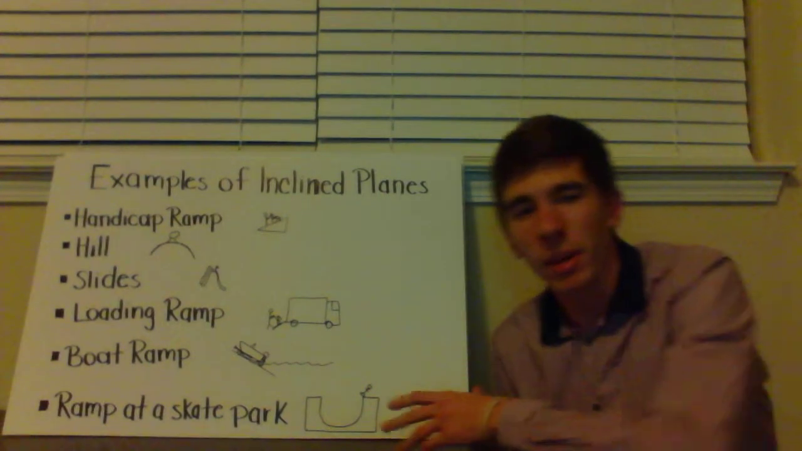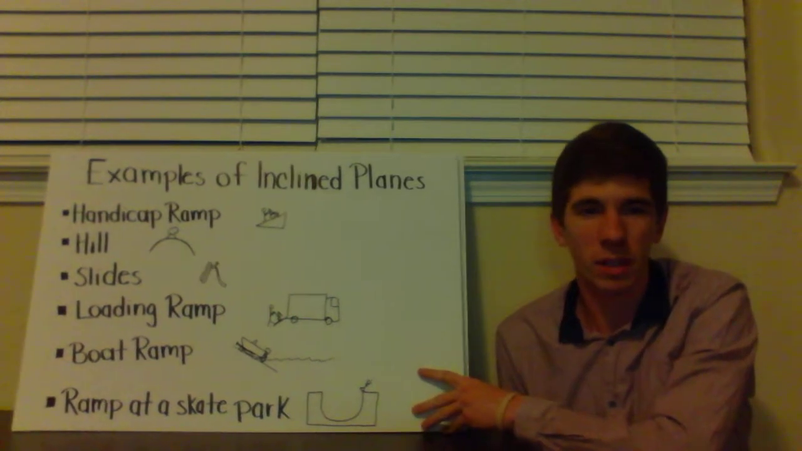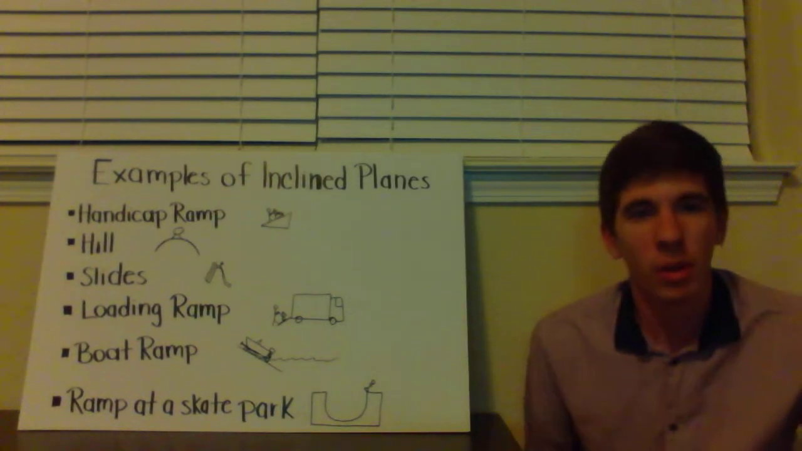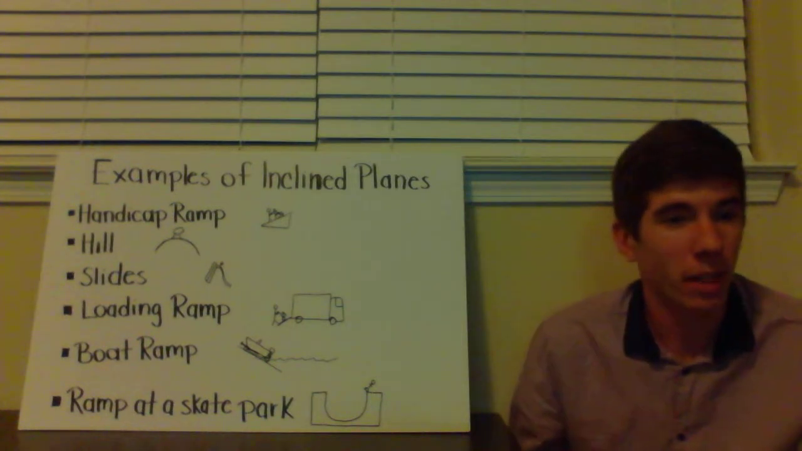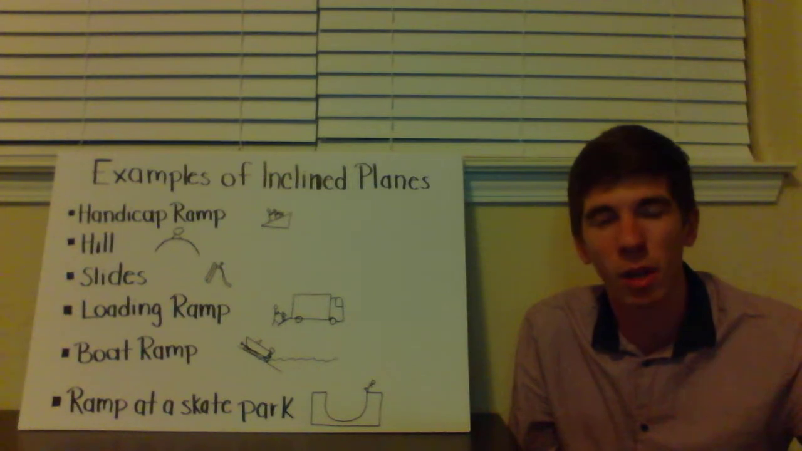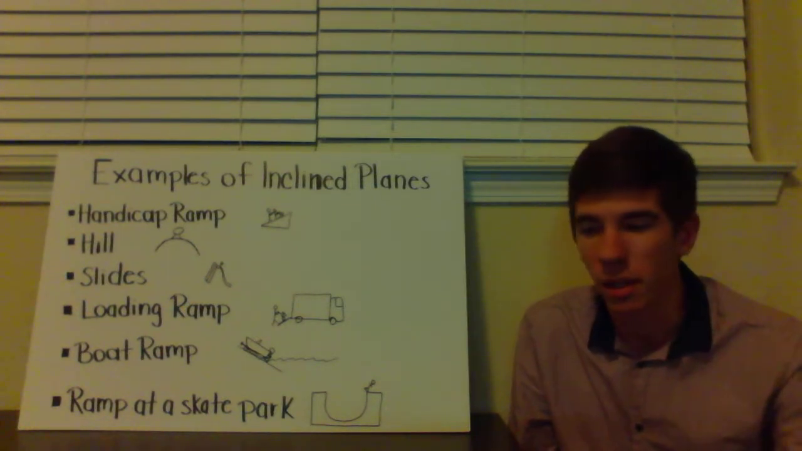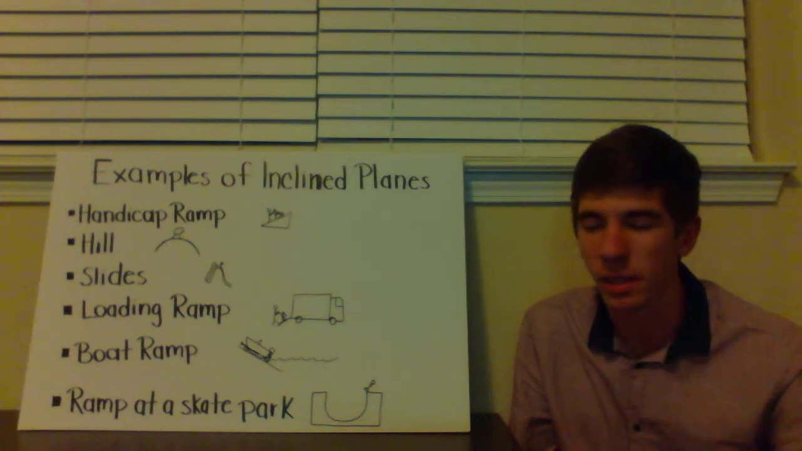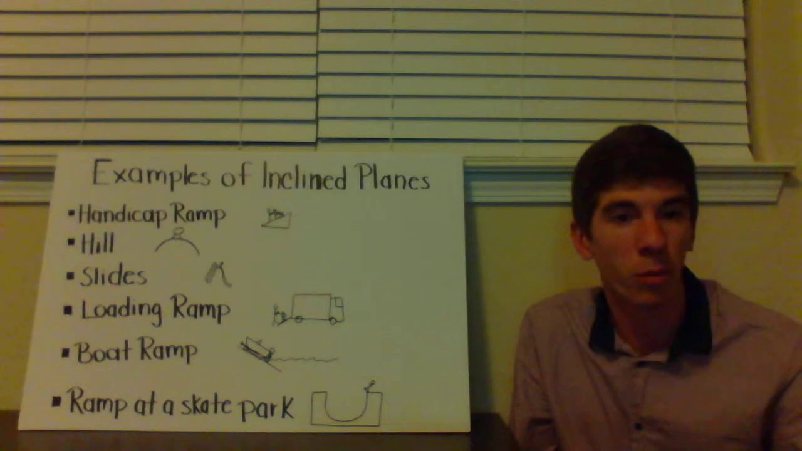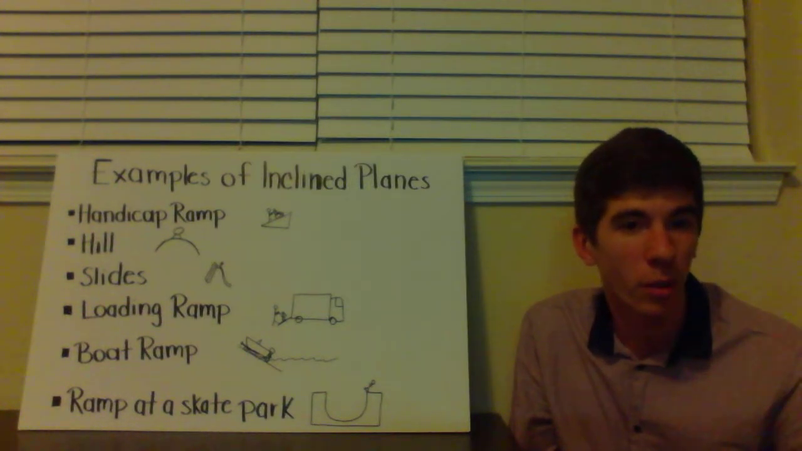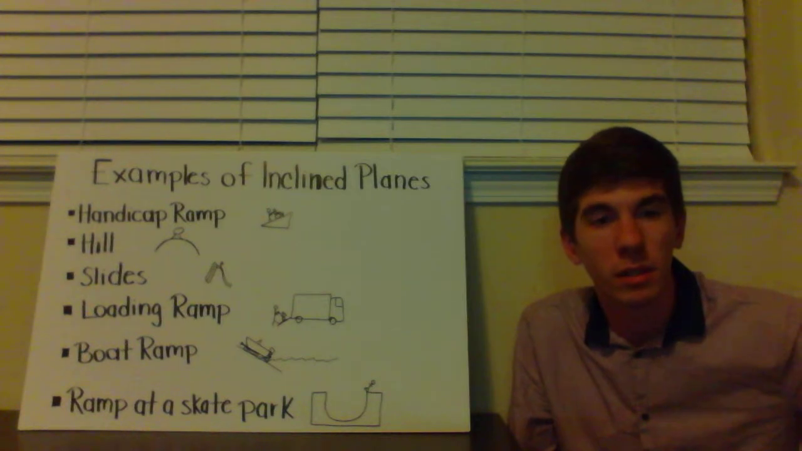Alright, so let's talk about some different examples of inclined planes. First, as you see, we have a handicap ramp, which you might see outside of school or outside of a hospital, outside of a doctor's office, and it's used to help get people in wheelchairs in and out of buildings easier, especially when there would be stairs that would be tough for them to get over. It's easier for them to be rolled up the ramp or roll themselves up the ramp than it would be to lift themselves or be lifted up the stairs.